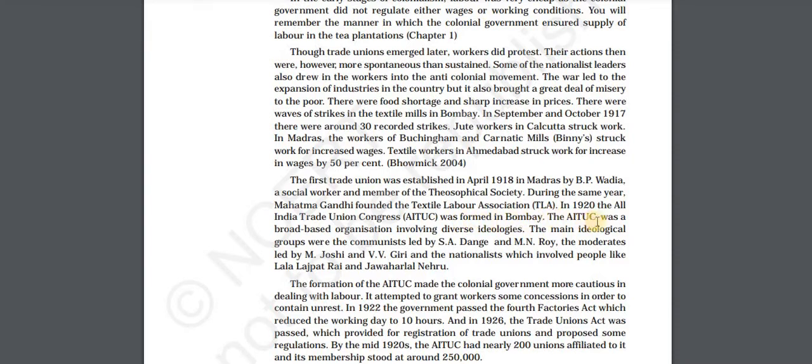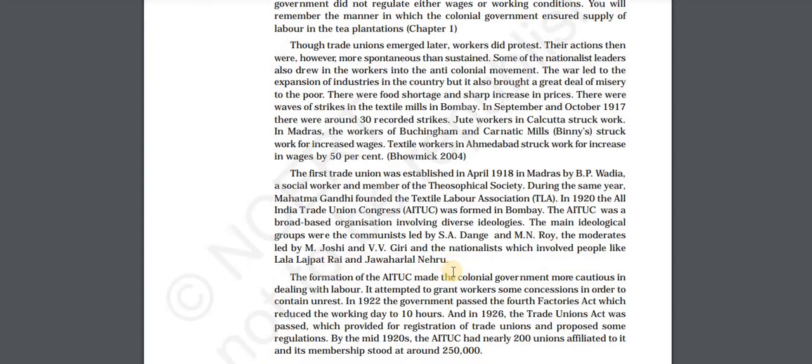The AITUC was a broad-based organization involving diverse ideologies. The main ideological groups were the Communists led by S.A. Dange and M.N. Roy, the Moderates led by M. Joshi and V.V. Giri, and the Nationalists, which involved people like Lala Lajpat Rai and Jawaharlal Nehru.